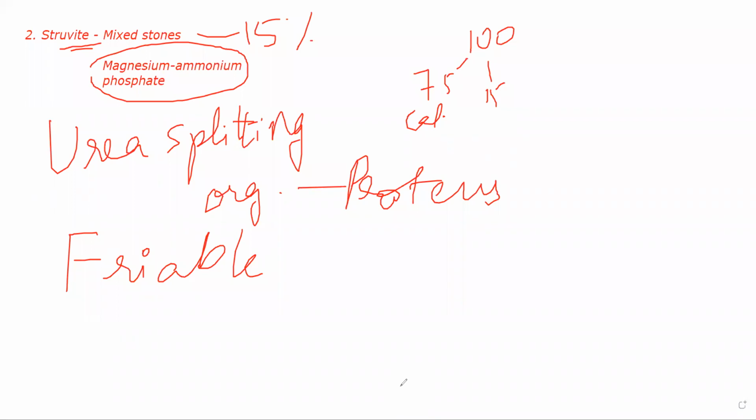Then the third type of stone will be uric acid stones. These will occur in 6% of cases. 6% of urinary calculi are made up of uric acid. Okay, the cause is generally hyperuricosuria, excessive amount of uric acid in urine with or without hyperuricemia. So generally these are seen in patients who have gout, primary or secondary gout.